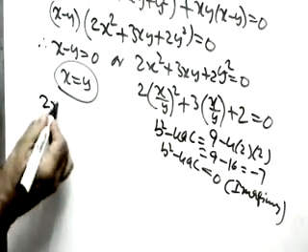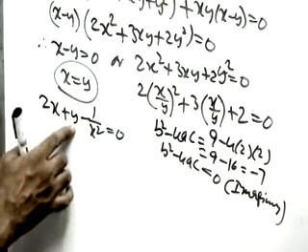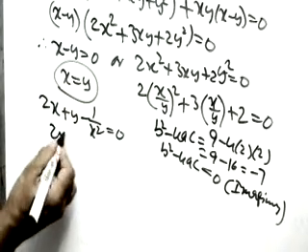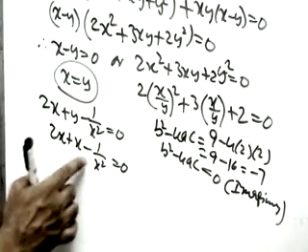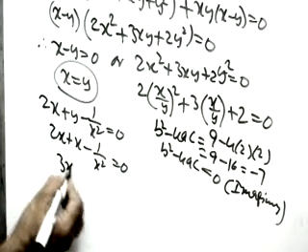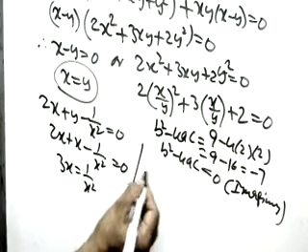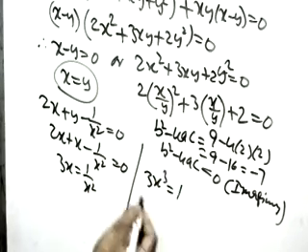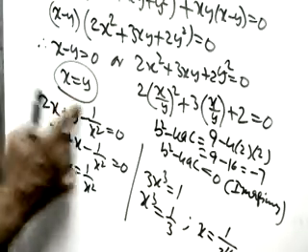This equation p equals 0 is 2x plus y minus 1 by x squared equals 0. Let me substitute x in place of y. So this will be 2x plus x minus 1 by x squared equals 0. You bring this minus here, 3x equals 1 by x squared. Bring this here, 3x cube equals 1, or x cube equals 1 by 3, or you can write x equals (1 by 3) power 1 by 3.